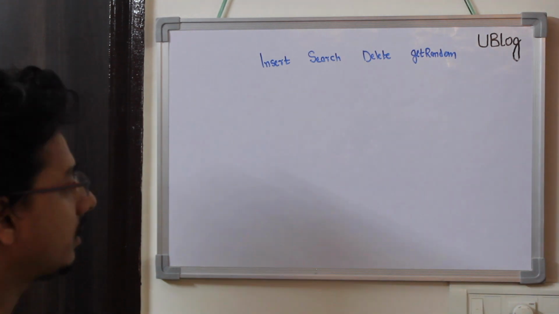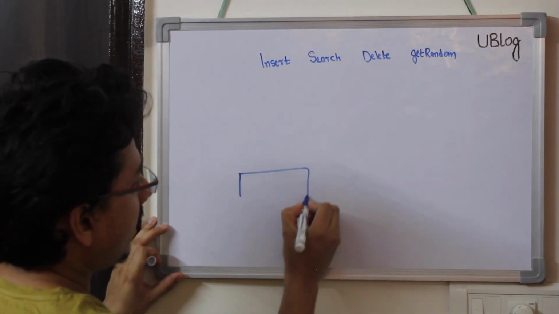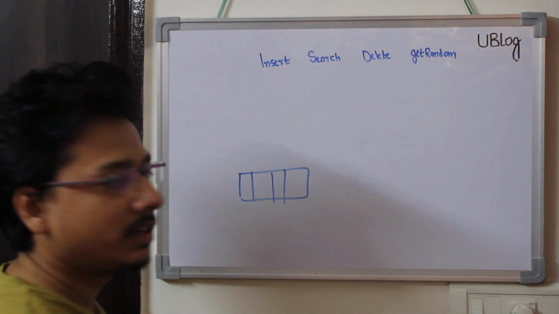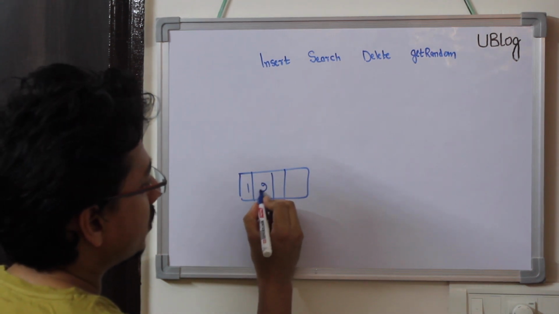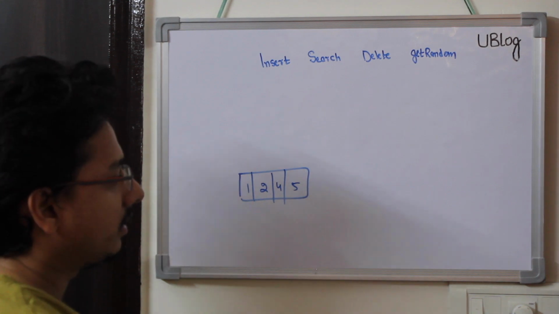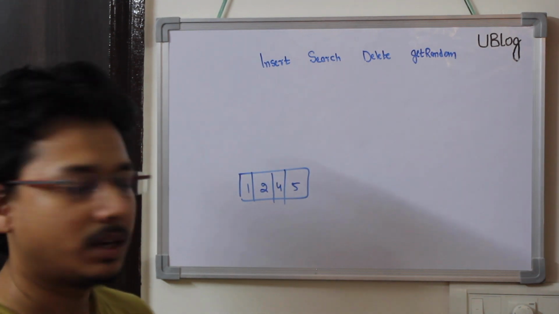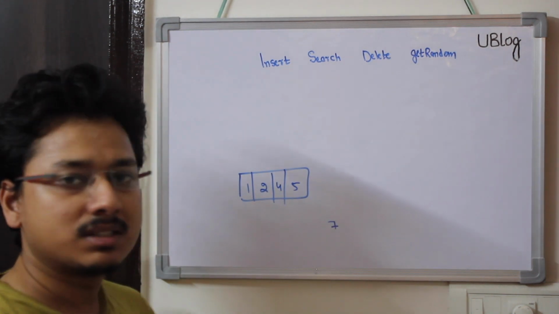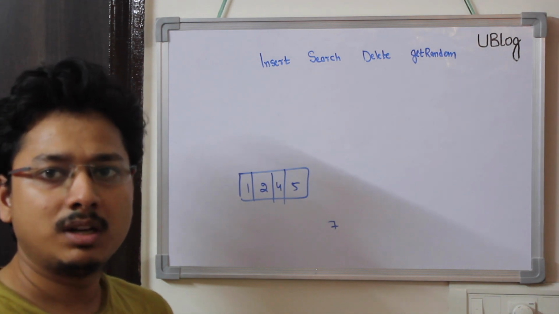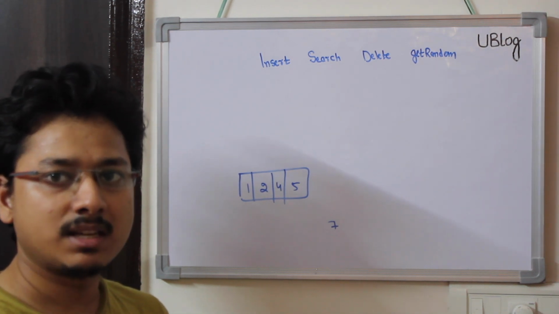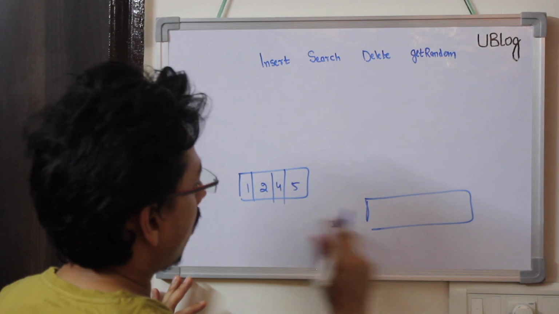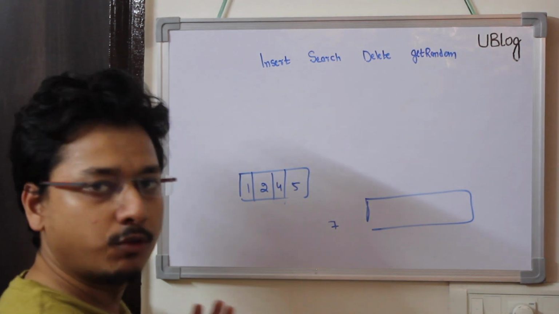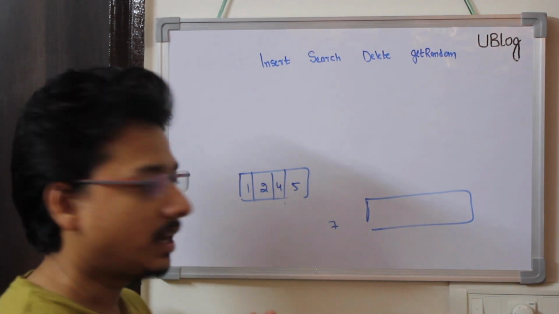Initially we define the size of the array, for example we define the size of the array as 4, and we keep on inserting the elements. We insert 1, we insert 2, we insert 4, we insert 5, and the next element we are going to insert is, for example, 7, but the size of the array is already full. So what the resizable array does is it doubles the size of the array. It creates a new array of double size. Our size was 4, so it will create a new array with size 8.